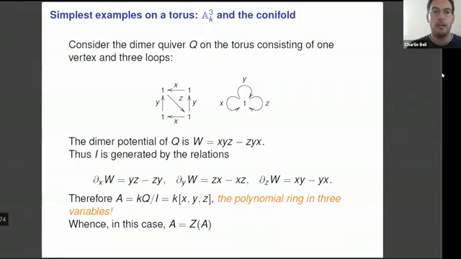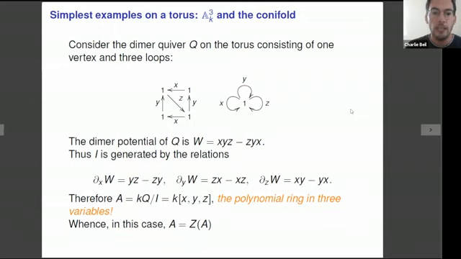The dimer quiver just consists of one vertex and it has 3 loops. And we can draw this on a torus like this. Notice all these 1s are just the same vertex 1 here. They're all identified. The Y arrows are identified and the X arrows are identified. So we just have 3 arrows.